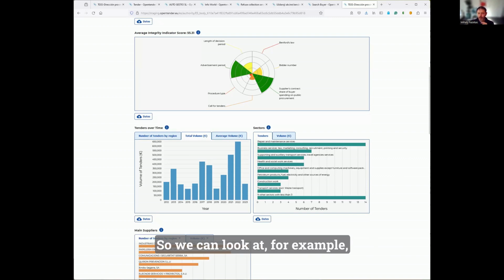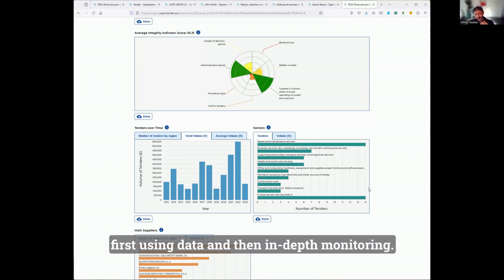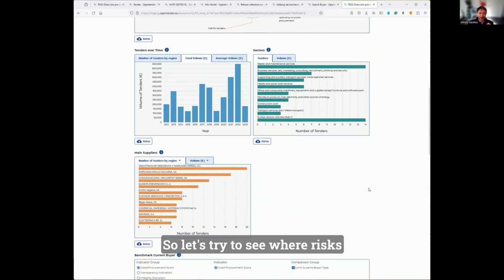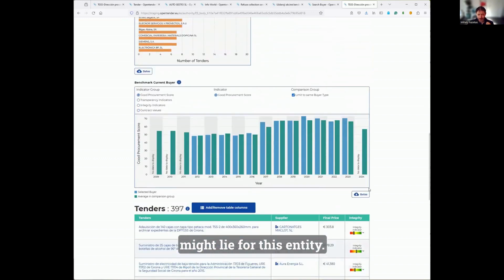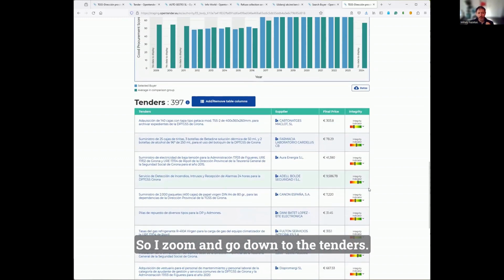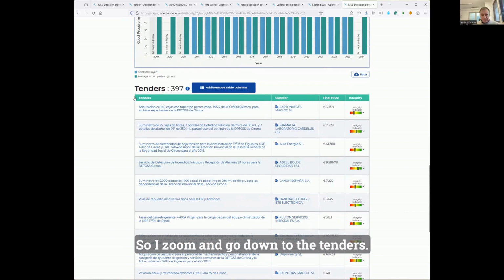So we can look at, for example, some of the high-risk contracts, because at the end of the day, iMonitor is about identifying potential wrongdoing, first using data and then in-depth monitoring. So let's try to see where risks might lie for this entity. So I zoom and go down to the tenders. There are 397 tenders for this entity.